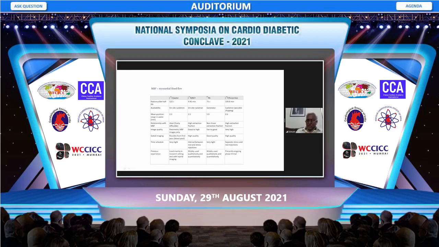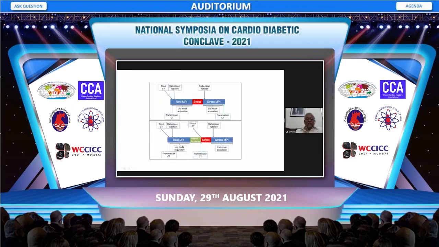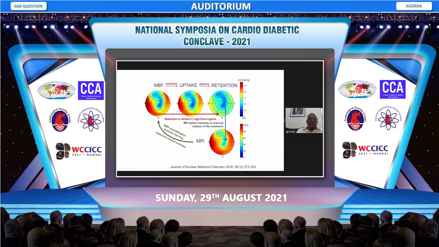We are doing the ammonia study. So there is a protocol, quickly. There is rest and stress after adenosine, and in between you have the transmission CT or the scout CT. So this is the kind of bullseye image, the parametric representation of which wall is perfused, that shows how it came in the early phase and where it was retained, which is the uptake and retention.